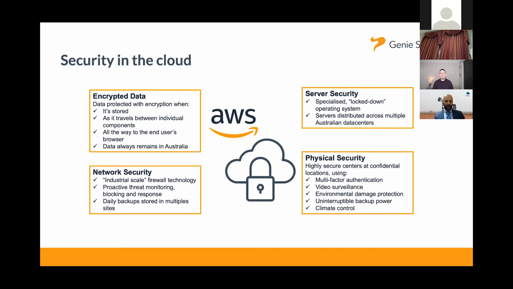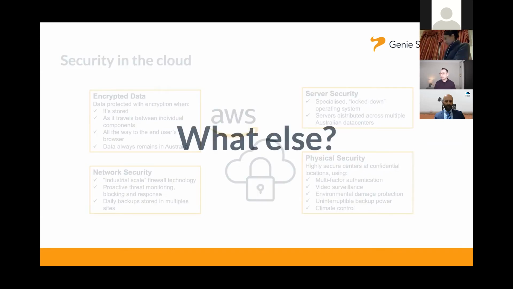You've got server security, so specialized lockdown operating systems. These are not running a Windows server component or something like that. This is their own technology, which makes them really, really hard to get into. And the servers are distributed across multiple data centers. You've got physical security as well: video surveillance, environmental damage protection, uninterruptible backup power, and climate control. Just to give you a sense of the scale of what happens in the back end, there's quite a lot going into making sure the data is secure.